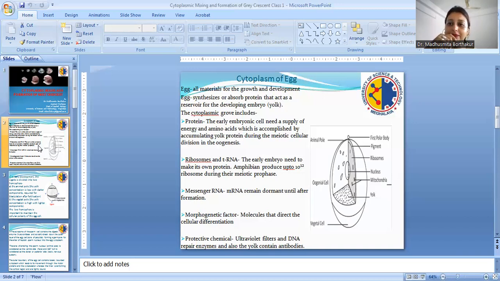We have not named those proteins. We call them morphogenetic factors. These are the molecules that direct cellular differentiation. So you can ask me, what is cellular differentiation? In developmental biology, cellular differentiation is a process which helps in differentiating a cell into a more specialized cell. Whenever I say more specialized cell, I mean in the case of developmental biology and embryo formation.